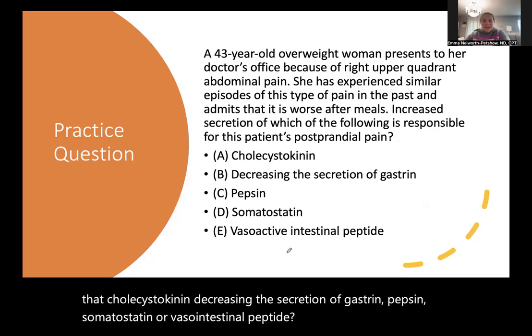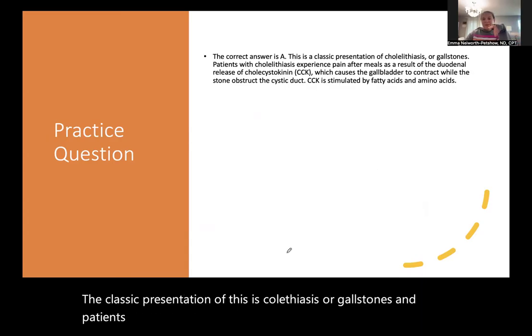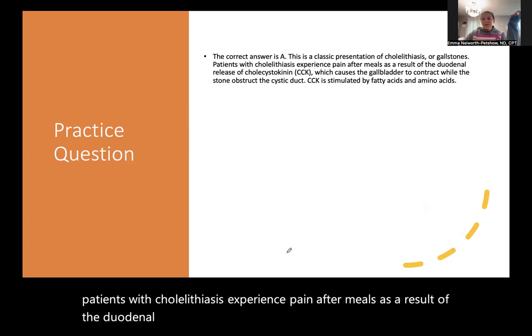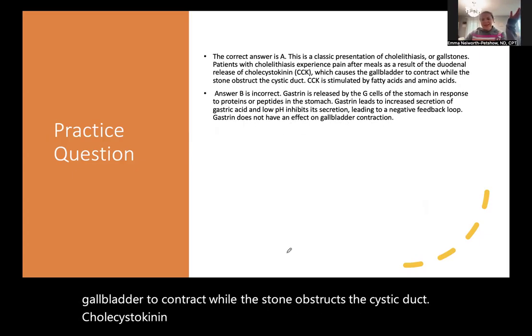It is cholecystokinin. The classic presentation of this is cholelithiasis, or gallstones, and patients with cholelithiasis experience pain after meals as a result of the duodenal release of cholecystokinin. This causes the gallbladder to contract, while the stone obstructs the cystic duct. Cholecystokinin is stimulated by fatty acids and amino acids.